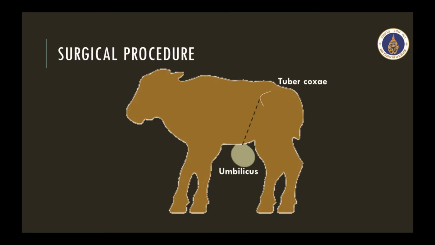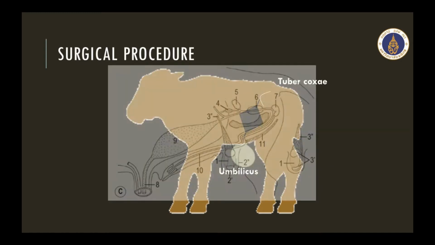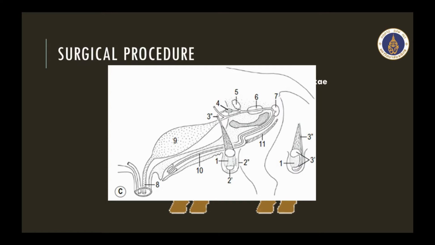We open the left flank 5 to 7 centimeters in line and find the urachus and urinary bladder. Actually, we wanted to cut this area, but we could not find the urinary bladder. Then we decided to ligate the urachus and umbilical artery in the lower area and remove it.